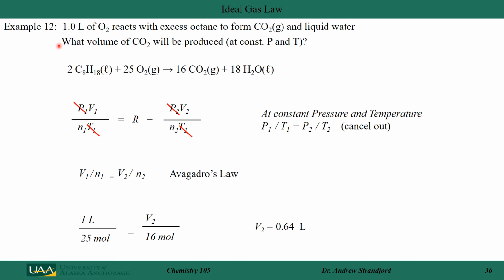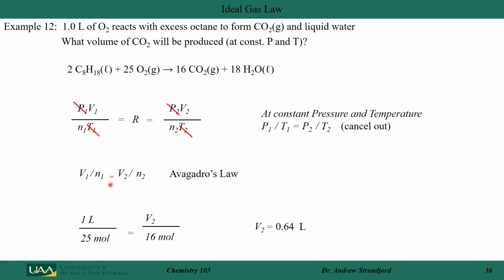The question here is what volume of CO2 will be produced at constant pressure and constant temperature if I have 1 liter of oxygen. Okay, so let's do the mathematics. My initial pressure, my initial volume, my initial amount, initial temperature, again, is going to be equal to a constant, so I can relate that to my final. I do a cancellation because I'm working at constant pressure and constant temperature in this case. I'm not changing either of those.